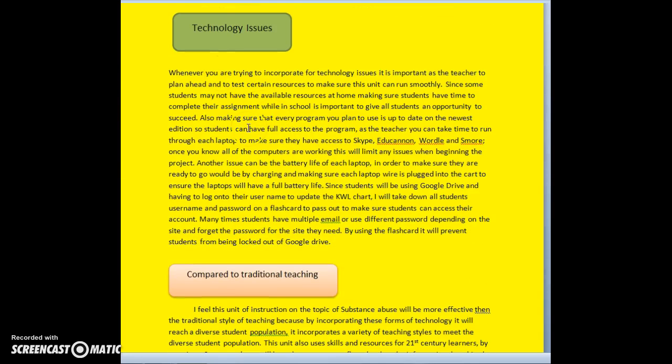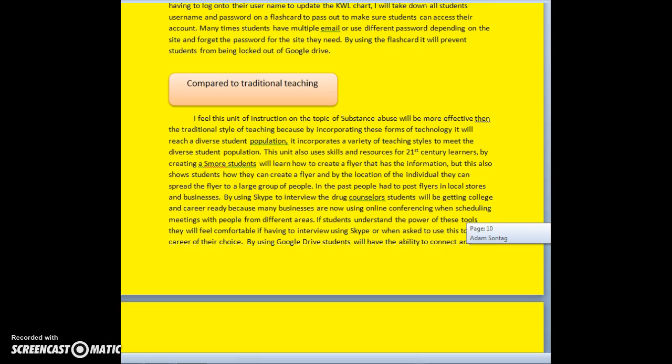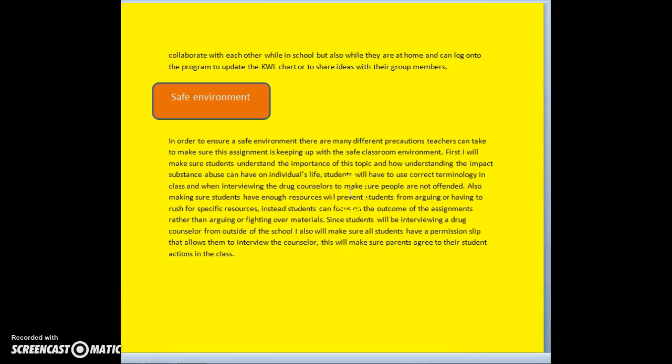All right, technology issues, going to get into using the computer lab, making sure students have access like we talked about before, and also making sure all our resources are available, such as computers, battery life on the laptops, and bringing, as we state here, for the Google Drive, I'm going to keep the flashcards of each student's password and ID so they can always sign in and they will not forget. Difference compared to traditional teaching, what is different about this unit? And how are we going to keep our environment safe? No matter what we do, we want to make sure students are safe and encourage their learning.